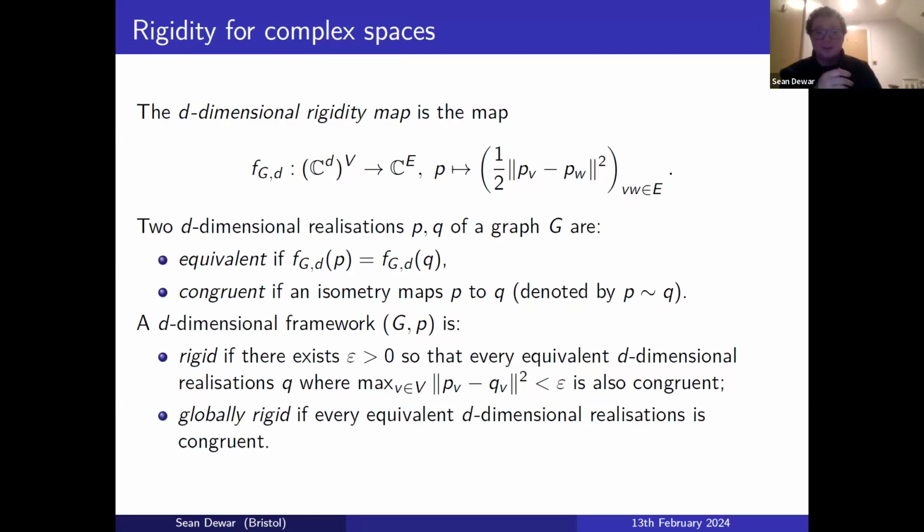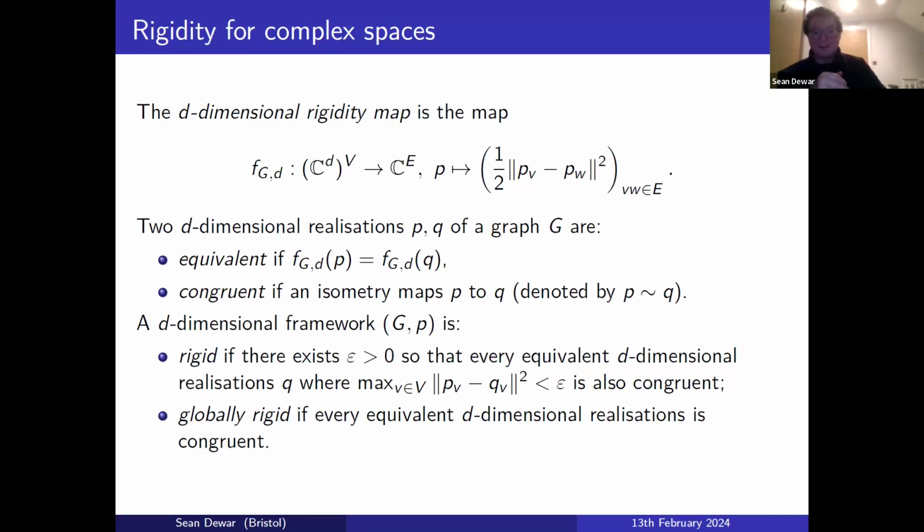We're then going to say that any two d-dimensional realisations of a graph are equivalent if they have the same set of edge lengths. With our language, with this rigidity map, we can now say they're equivalent if they map to the same point under the rigidity map. We're going to say they're congruent if an isometry maps from one to the other, and I'm going to denote this by tilde. This is an equivalence relation, and I will be using it later. So I can have an equivalence relation of realisations by doing so.